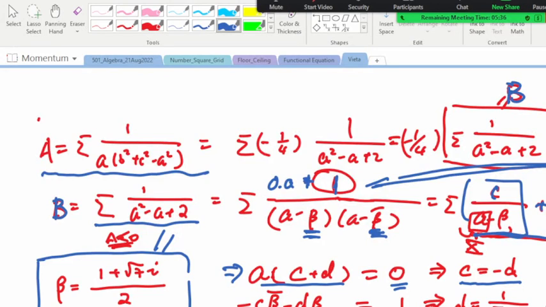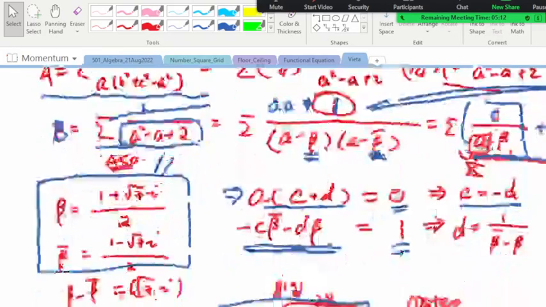Yes, because we tried the cubic. Based on Sam's suggestion, we tried to find a polynomial with the roots of A squared minus A plus 2. But we think after expanding, it's still very complicated.